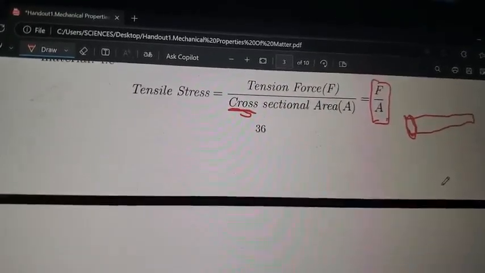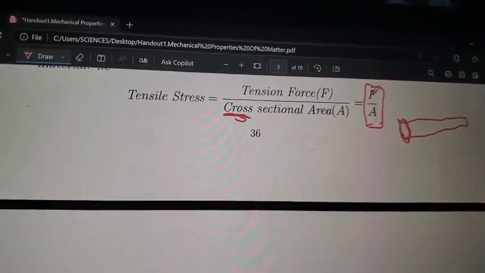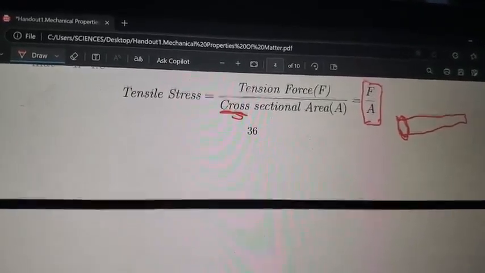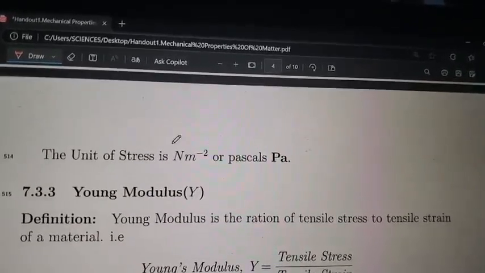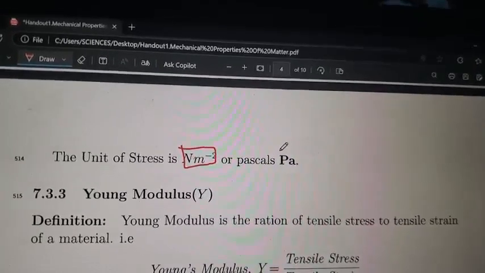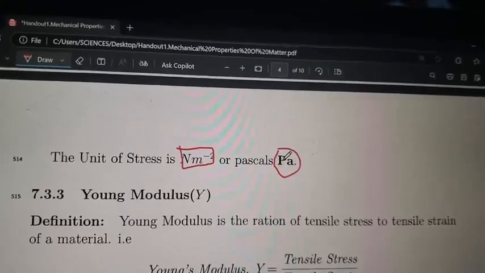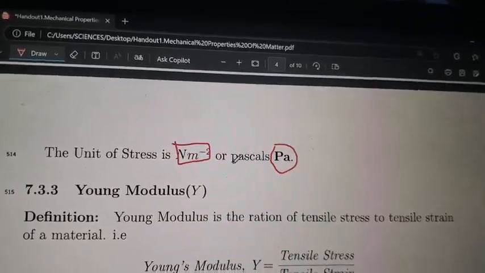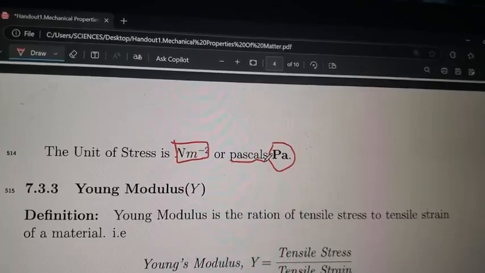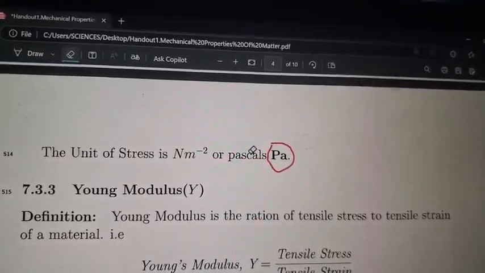Stress has a unit, and the unit of stress is derived from the unit of force per unit area, which is Newton per meter squared. And if you see carefully, this is the same unit as what? The unit of pressure. Therefore, we can as well use pascals, written capital P and small a, or pascals in small letters, as the unit of stress. So this now proves to us that stress is actually pressure. Are we together?